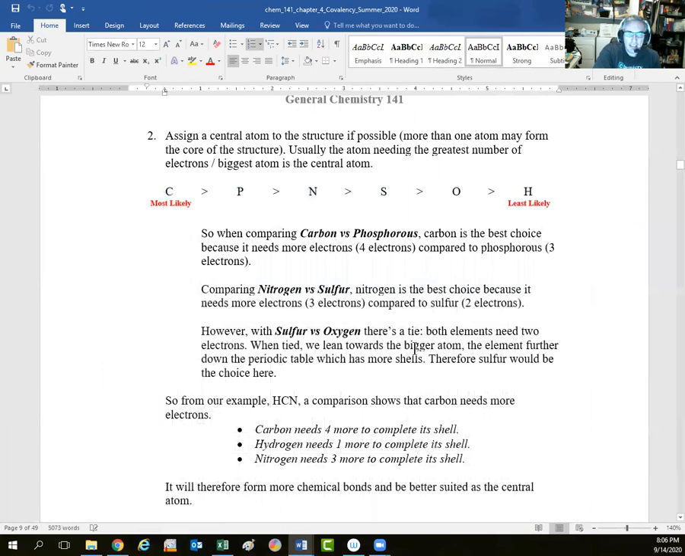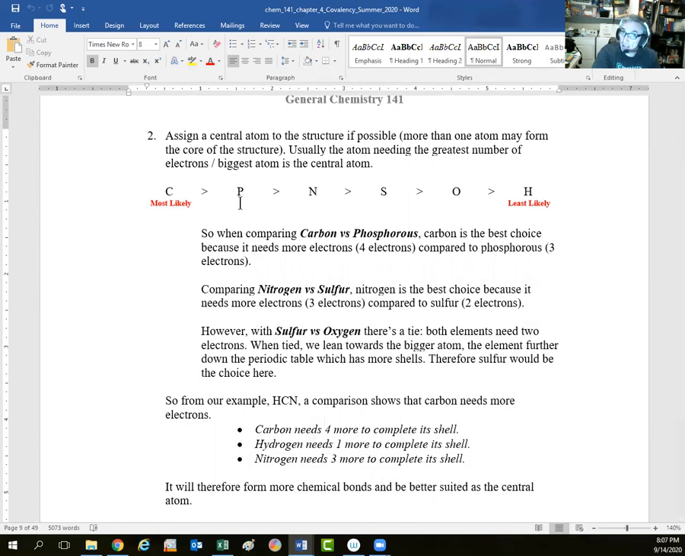So the element needing the most electrons makes the most chemical bonds. That's what we sometimes call the combining power, just a fancy term for the number of expected bonds. So carbon would win over phosphorus because carbon needs 4 electrons and would be expected to make 4 bonds, while phosphorus only needs 3 electrons and would normally be expected to make 3 chemical bonds.